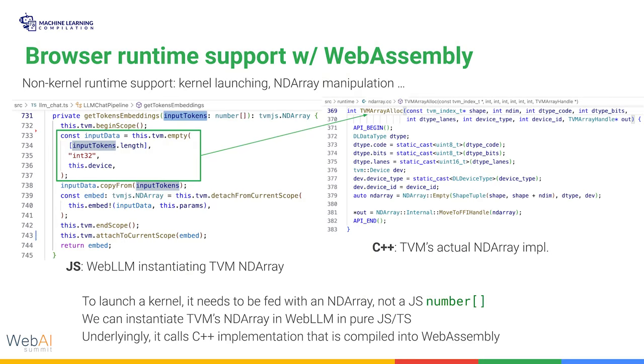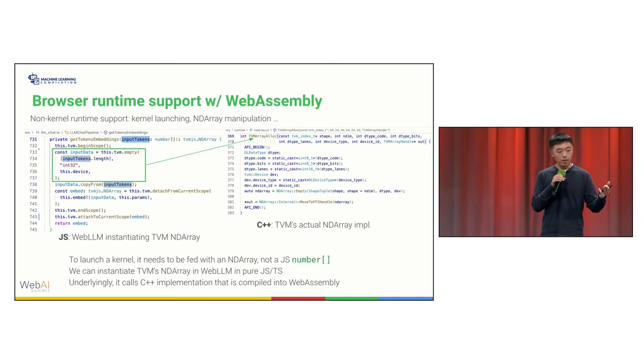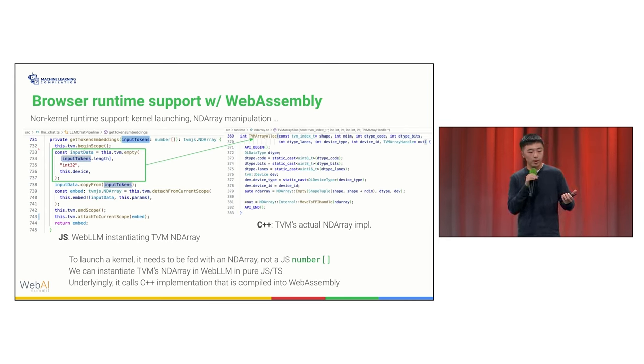And a second thing that WebLLM does is that it uses WebAssembly. And the motivation is that having WebGPU is great, but it's not enough because not everything runs on the GPU. You need CPU support, such as launching the kernel, or NDArray manipulation, or tensor manipulation. That is, to run a kernel, you need to feed it with NDArray instead of a JavaScript number array. And in this case, we reuse the TVM runtime, which is implemented in C++, compile it into WebAssembly, so that on the JavaScript side, we can instantiate an NDArray purely in JavaScript that under the hood runs the C++ code.